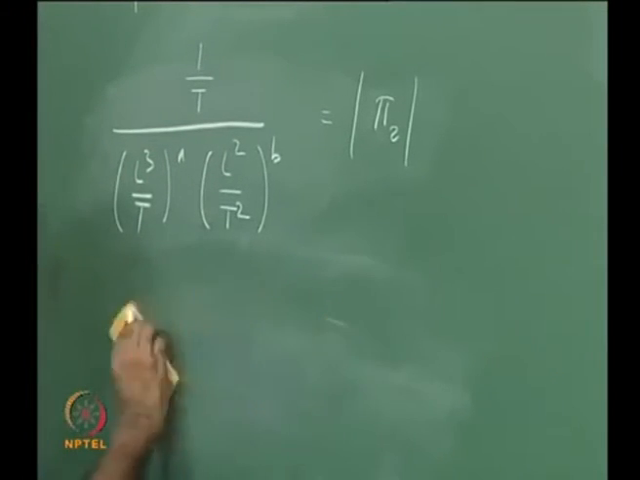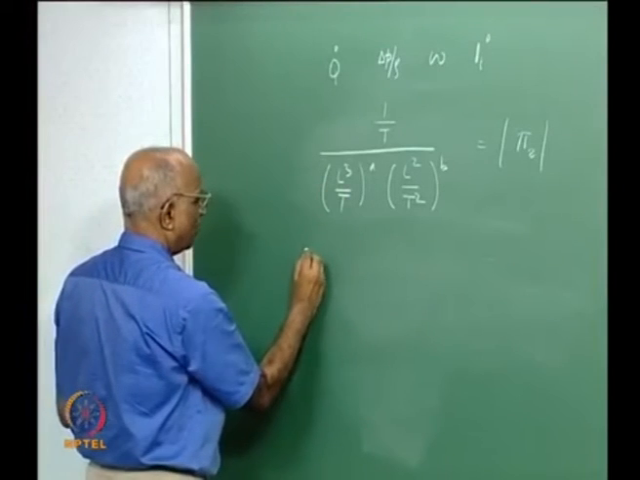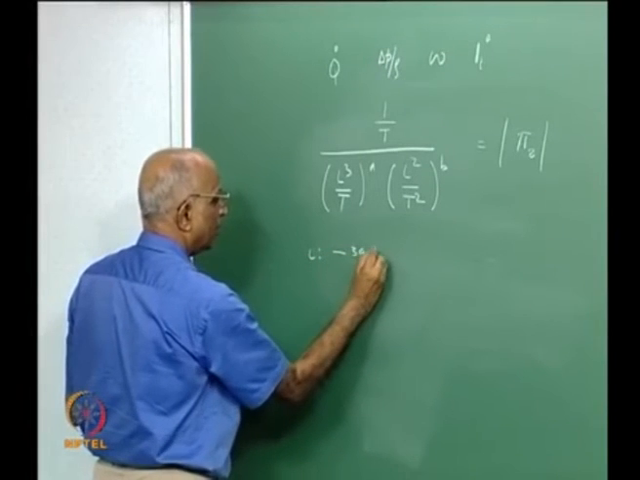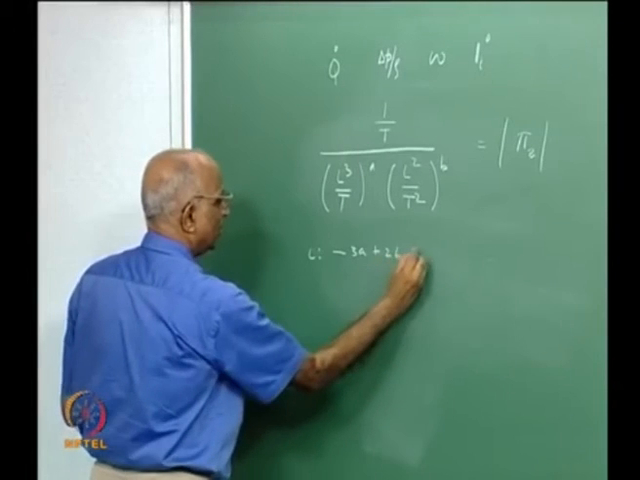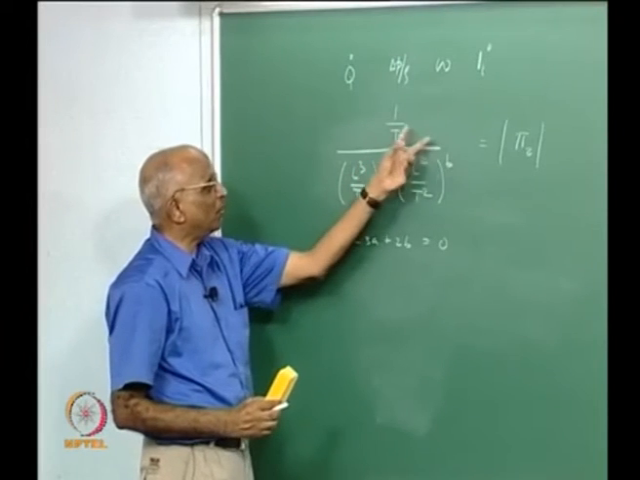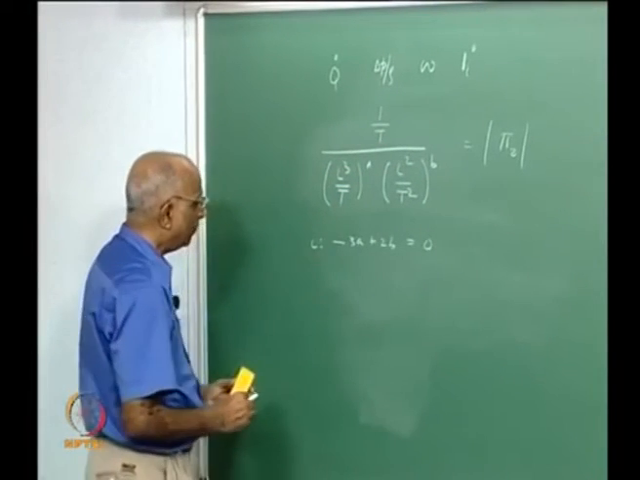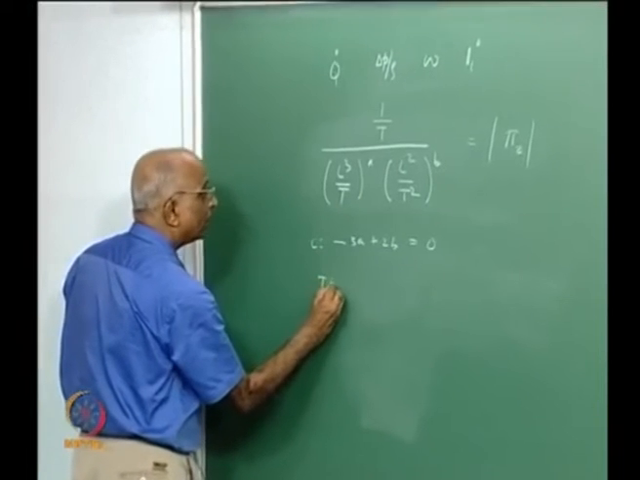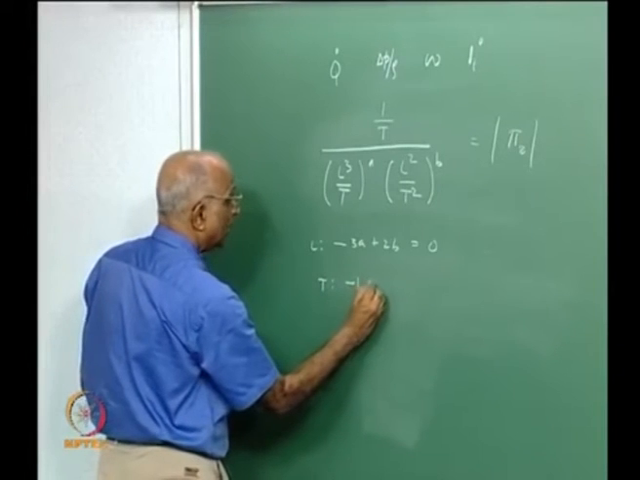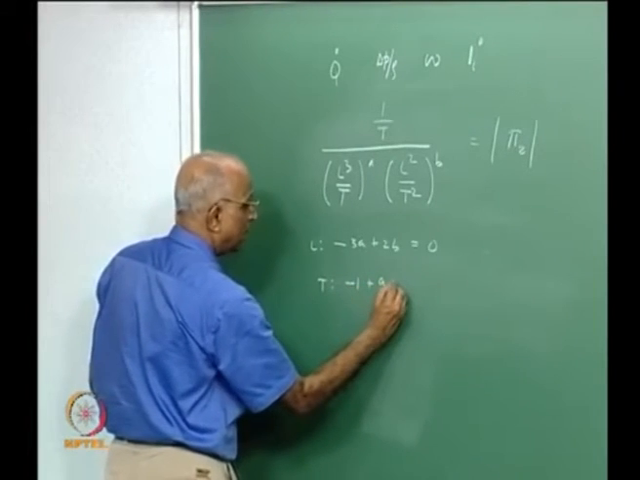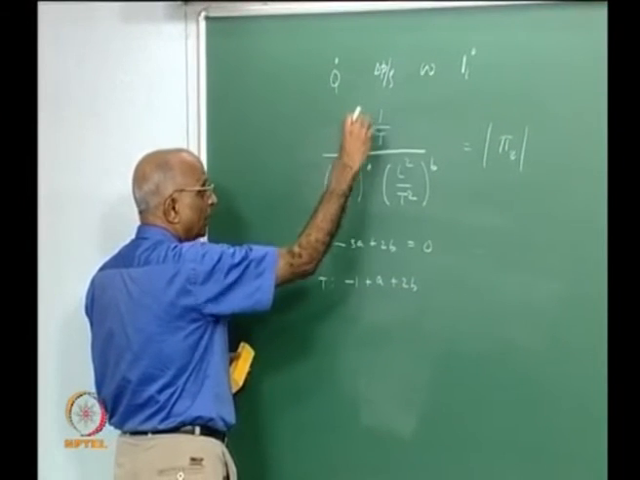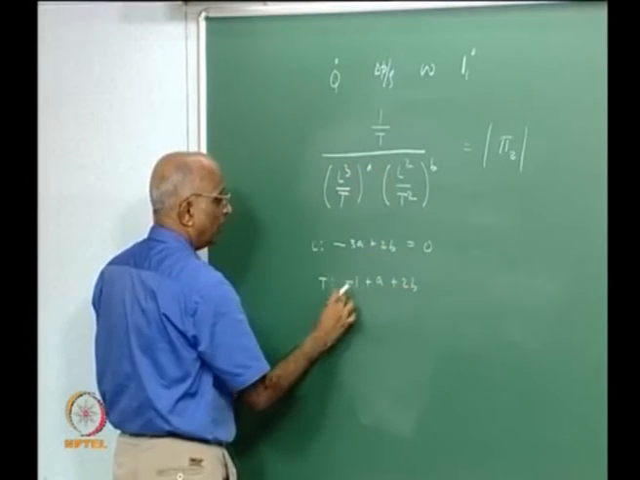Let us solve it. If I solve for L, I get minus 3a plus 2b is equal to 0, because I want the net one to be non-dimensional, not depending on L and t. If I write the equation for t, I get minus 1 plus a plus 2b, I bring t on top here, t to the power a and t to the power 2b, minus 1 is equal to 0.